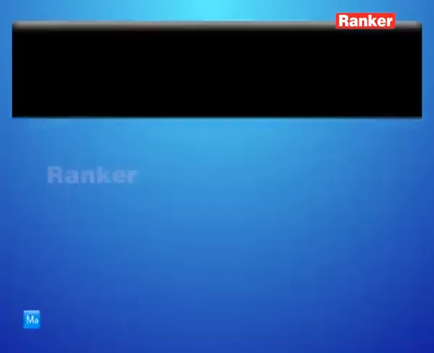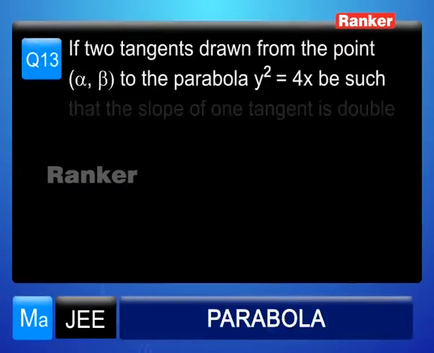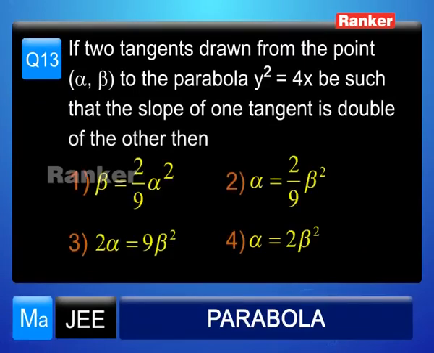Let's move on to the next question, question number 13. If two tangents drawn from the point (alpha, beta) to the parabola y square equal to 4x be such that the slope of one tangent is double the other, then first option, beta is equal to 2 by 9 alpha square. Second option, alpha is equal to 2 by 9 beta square. Third option, 2 alpha is equal to 9 beta square. And fourth option, alpha is equal to 2 beta square.